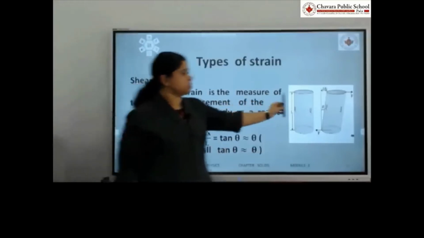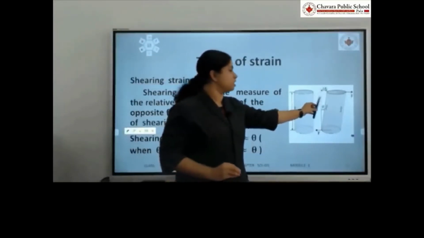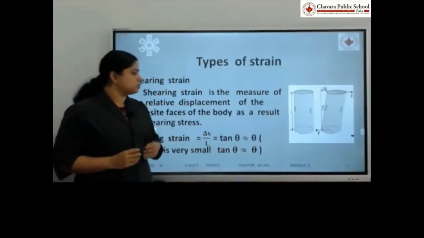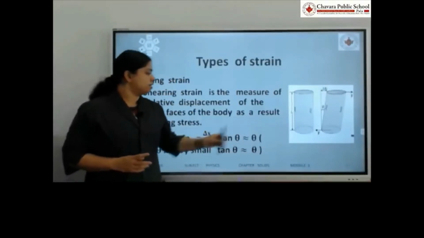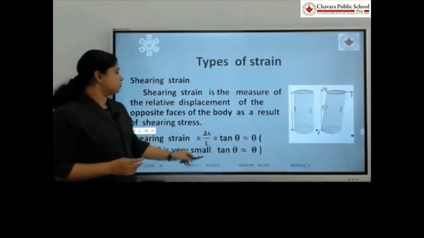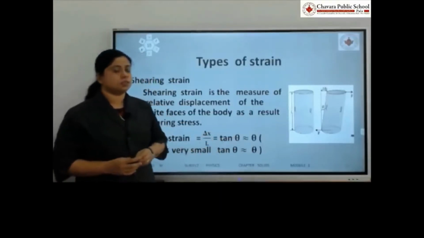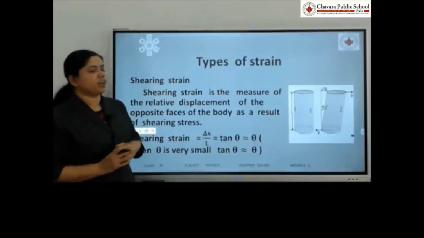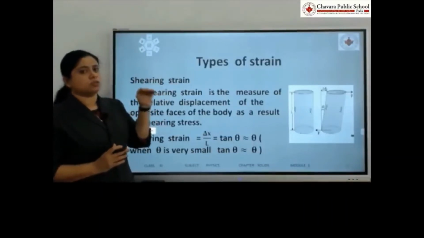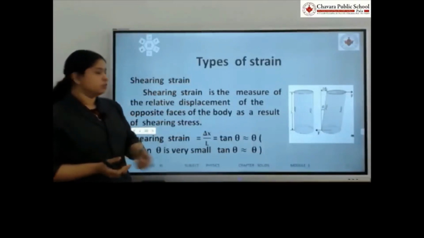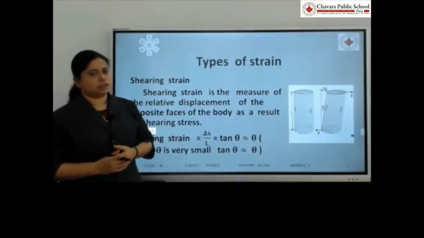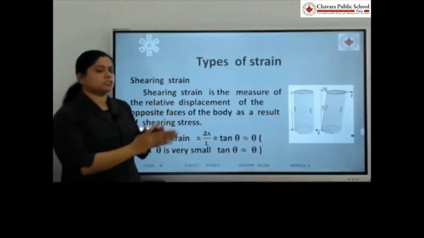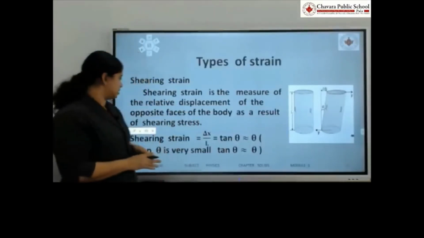And we know that a very small amount of shearing takes place on the body. For small values of theta, tan theta is equivalent to theta. Therefore, theta is equivalent to delta x by L. The shape change is the measure of angle theta. Theta is equal to delta x by L. The shearing strain takes place due to the application of the shearing force or the shearing stress.